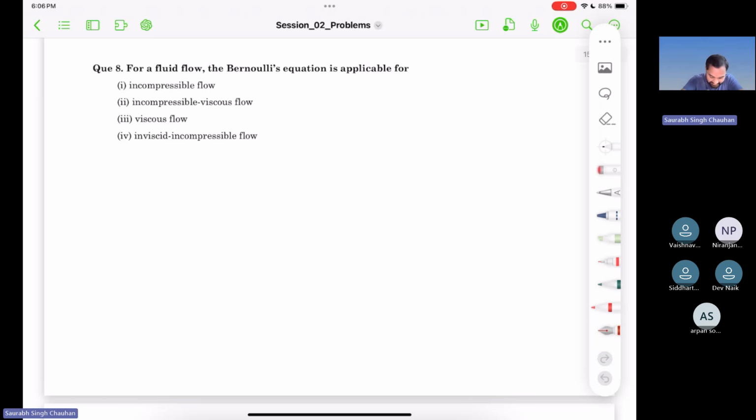Question number 8. It says that the Bernoulli equation is applicable for incompressible flows, incompressible viscous flows, and the last option says inviscid incompressible flow. So, very easy question. Any one of you can please answer. What should be the correct option? Is the Bernoulli equation applicable in viscous flows?